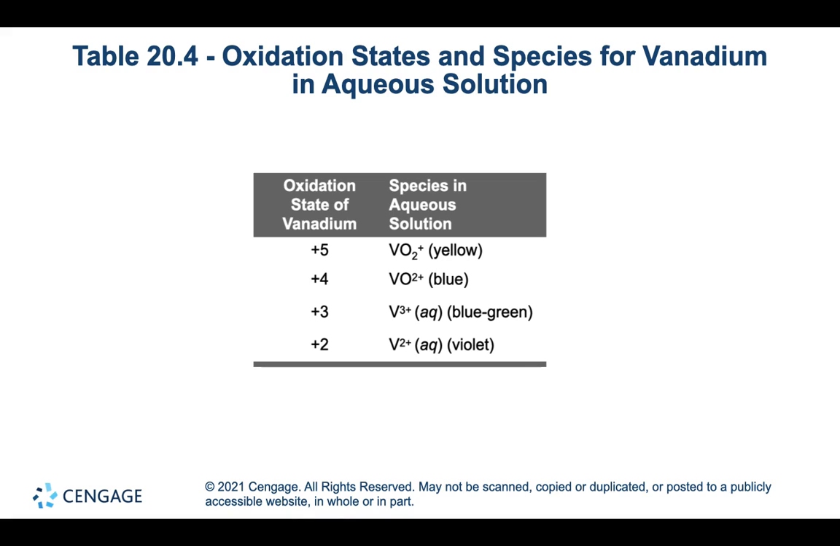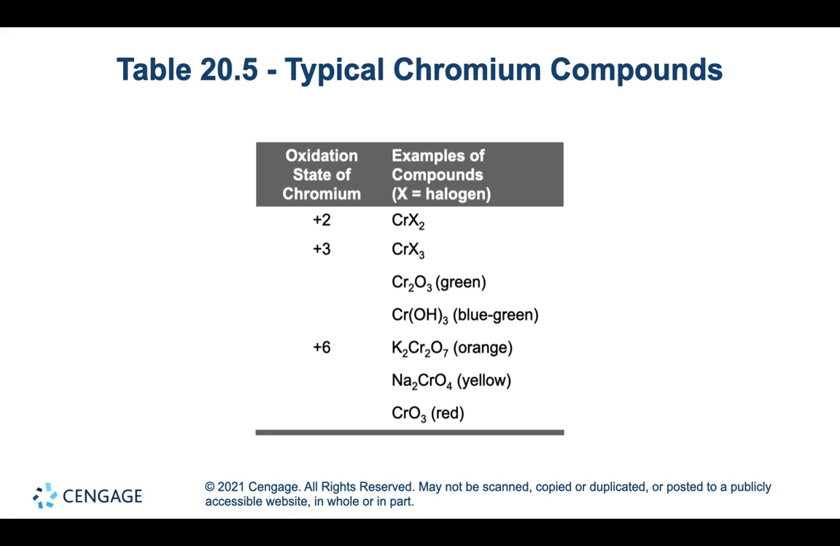Various oxidation states for transition metals can have various colors. So we see some oxidation states for vanadium here and what colors it would produce in water. Here are some chromium compounds, and various colors that it has with different oxidation states and different counterions.